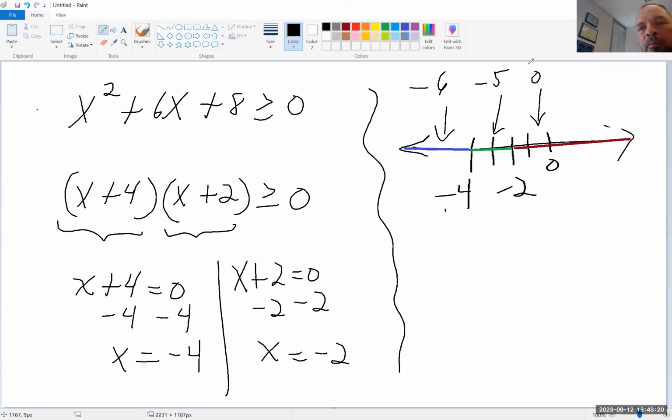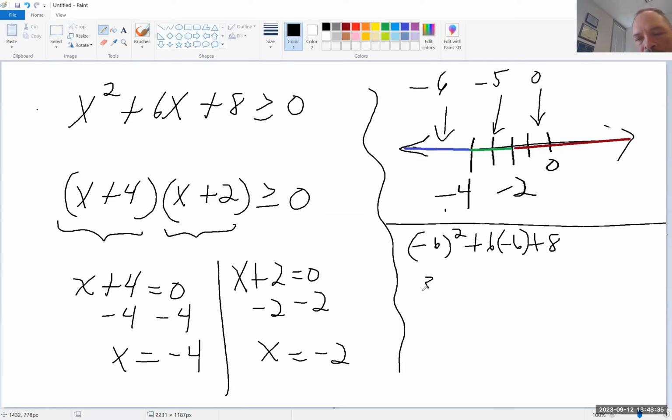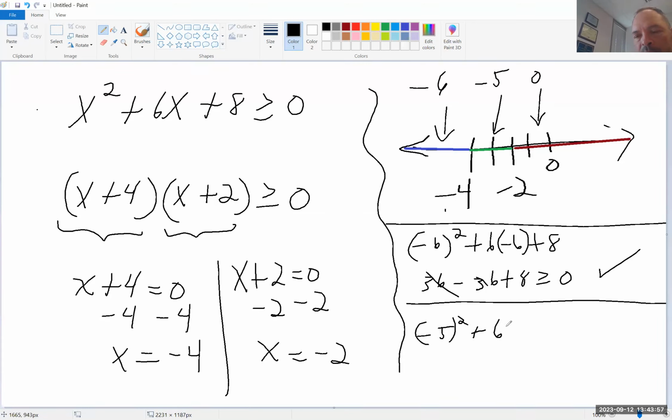I'm going to plug them into my original. So -6 squared plus 6 times -6 plus 8. That's 36 minus 36 plus 8. And indeed, that is greater than 0, so it checks out. Let's try the other one. Let's try the -5. -5 squared plus 6 times -5 plus 8. And that's 25 minus 30 plus 8.